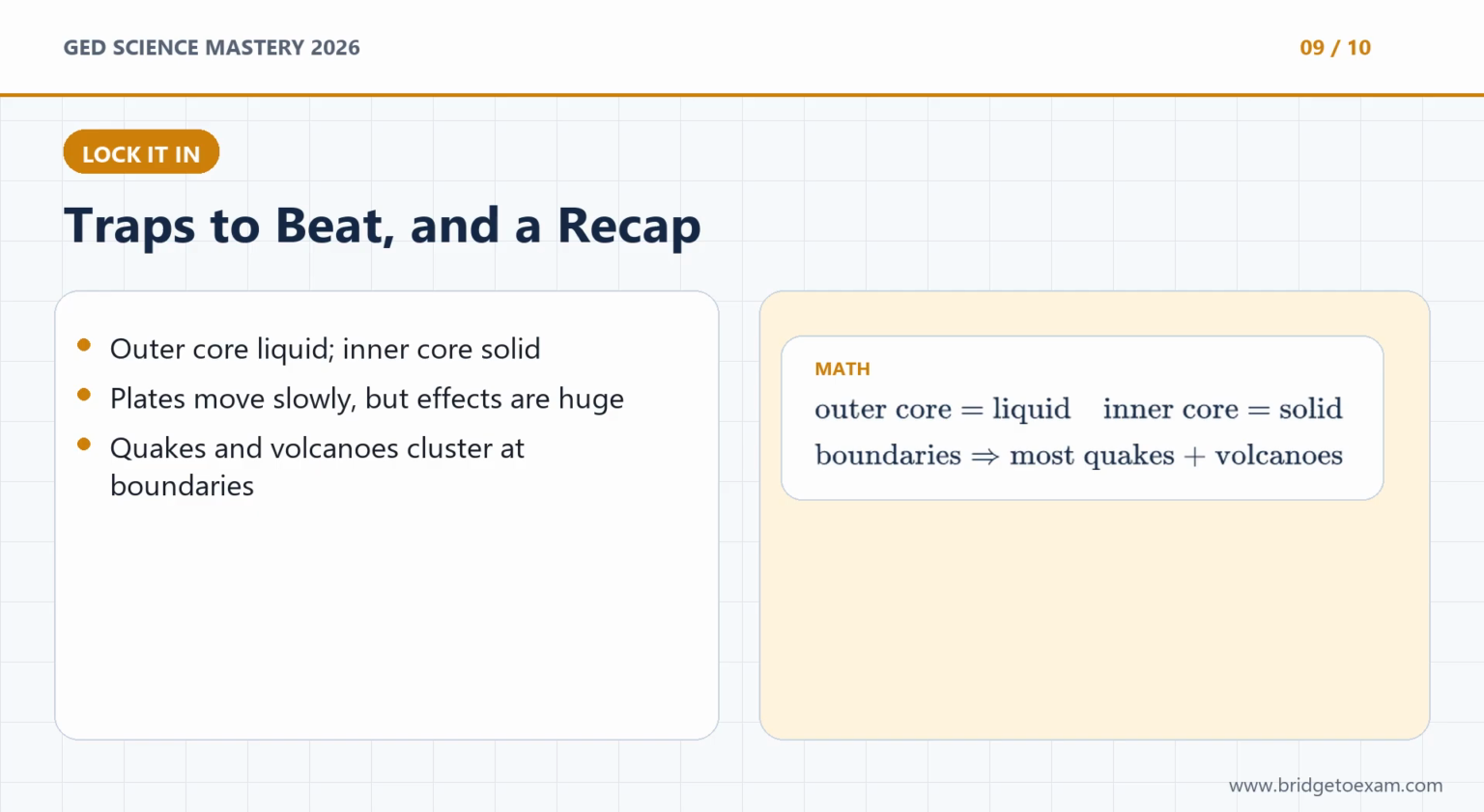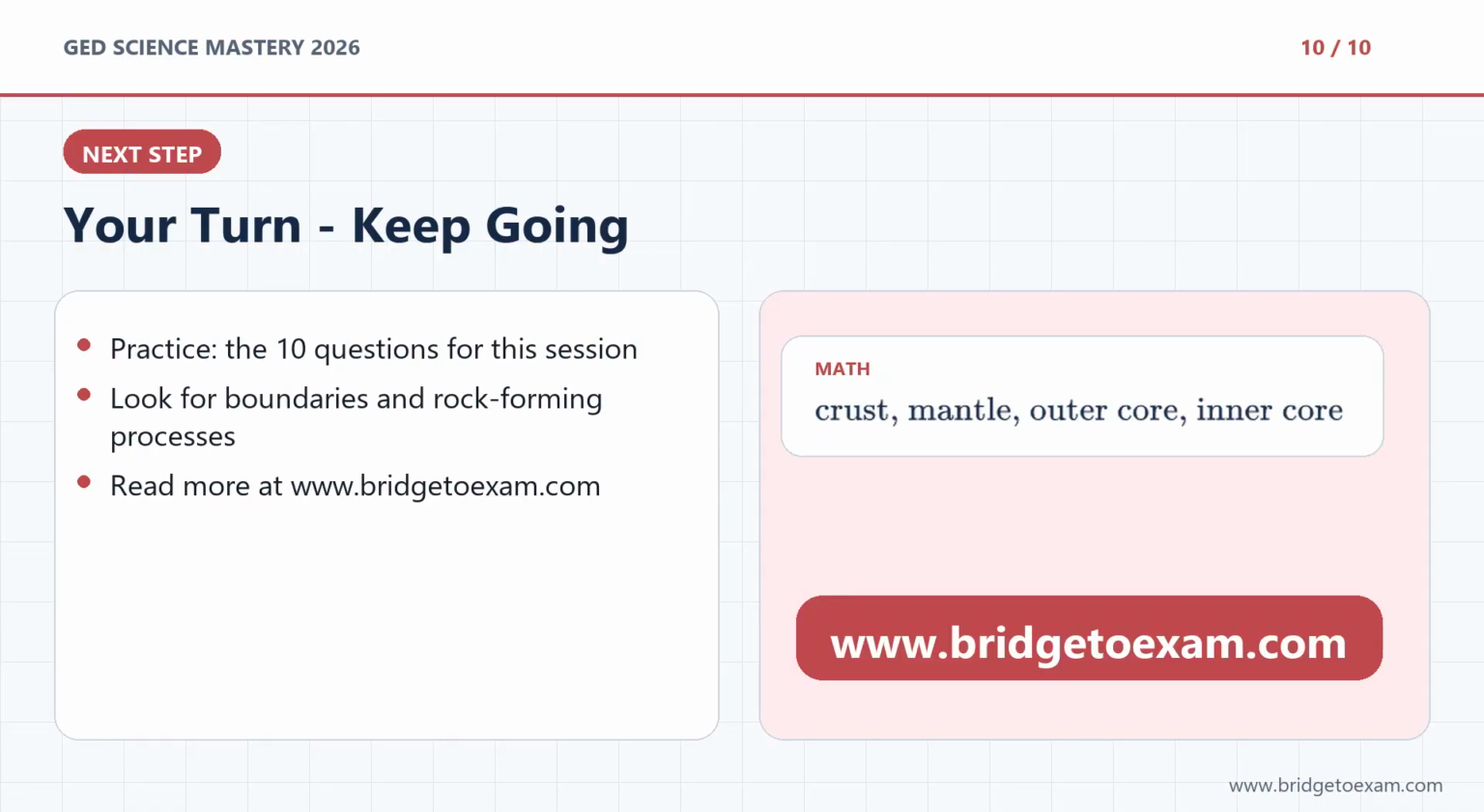The recap: layers, plates, boundaries, and rock cycle. Excellent work today. You can now name Earth's layers, explain why earthquakes cluster near plate boundaries, and identify the three main rock types. Your practice for this session is the 10 questions attached to this lesson. Before you answer, look for the pattern: location near a boundary, the direction plates move, or the process that forms the rock.